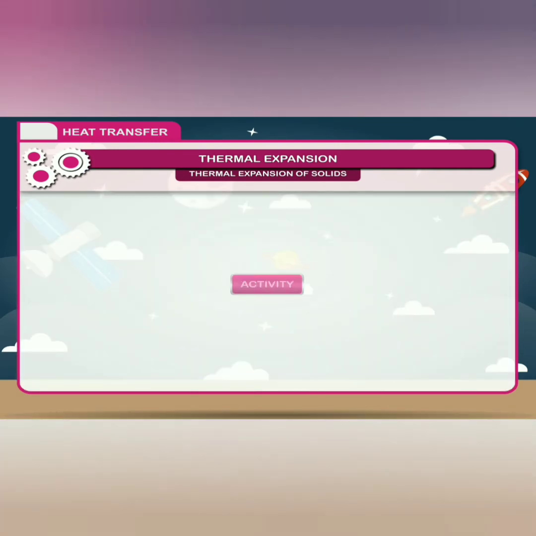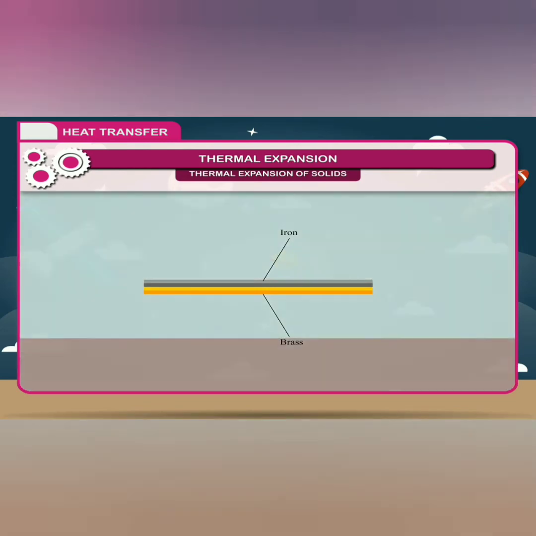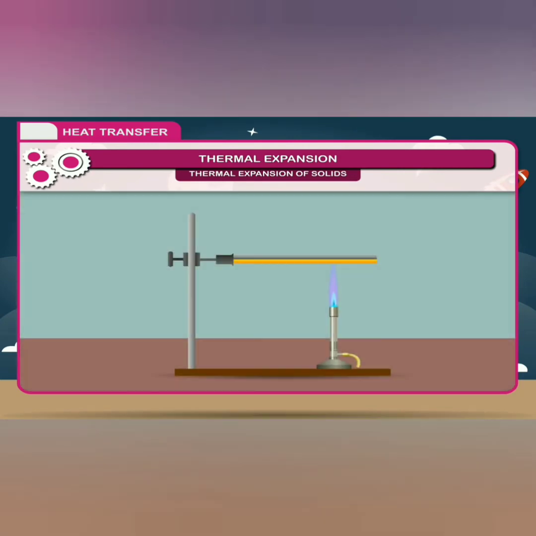Take a strip made of two metals, called a bimetallic strip, made up of brass and iron. This strip looks flat at ordinary temperature, that is, room temperature. Keep the strip over the flame of a Bunsen burner for some time. Observe what happens. You will find that the strip bends due to heating, such that brass is on the outer side and iron is on the inner side of the curved end.